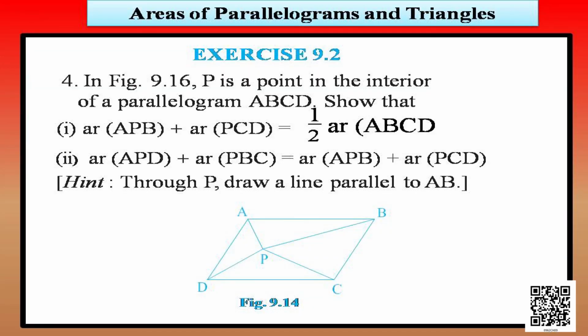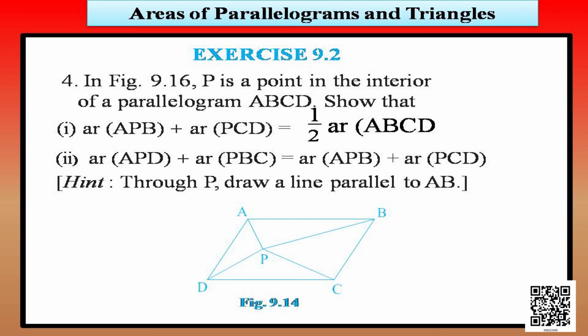Students, let us now discuss question number 4. It says that in the given figure, P is a point in the interior of a parallelogram ABCD, so that area APB plus area PCD is equal to half area ABCD, and area APD plus area PBC is equal to area APB plus area PCD. A hint is given that through P draw a line parallel to AB. So students, let me draw the diagram first, then we will discuss the solution.